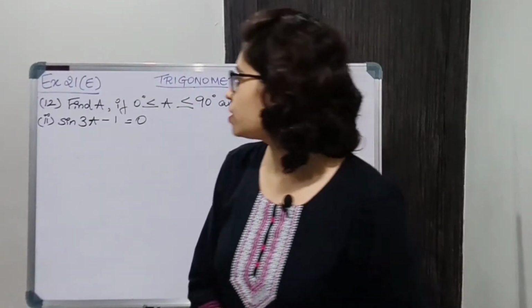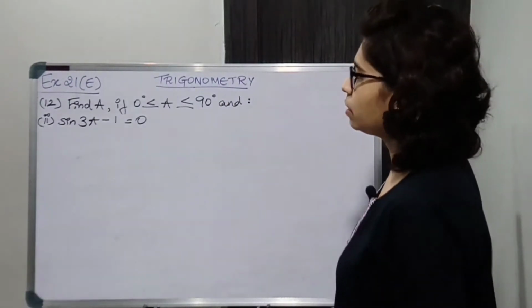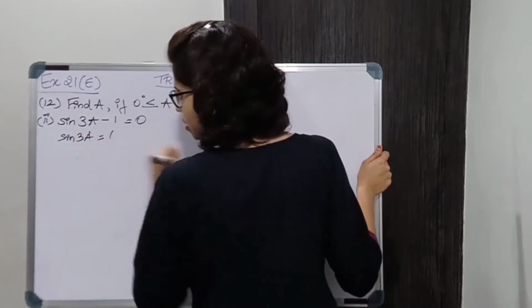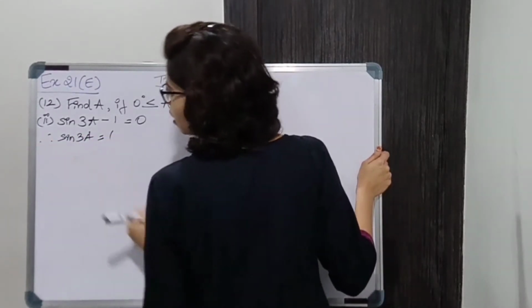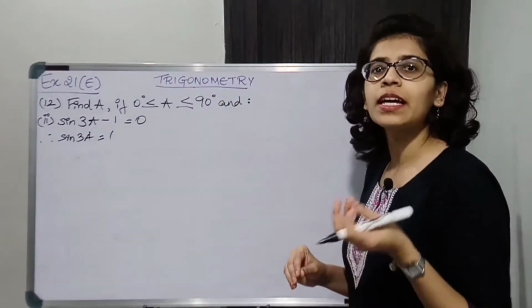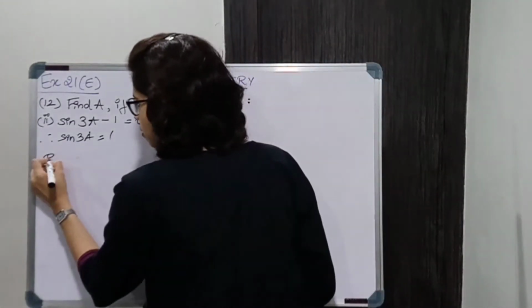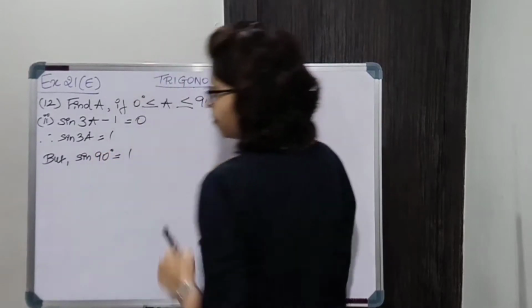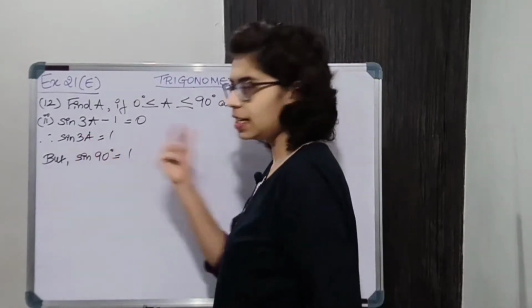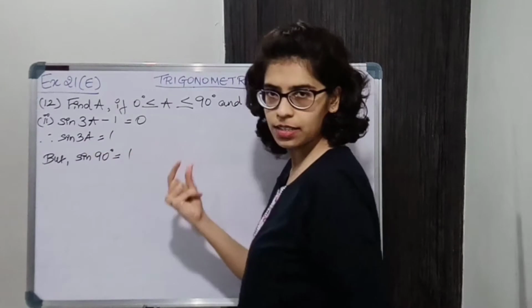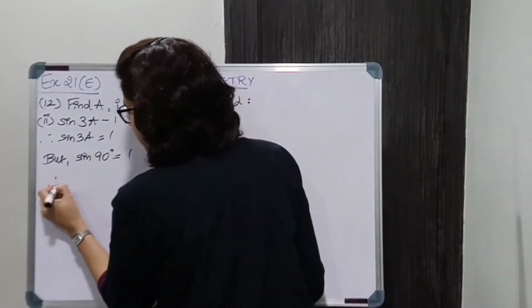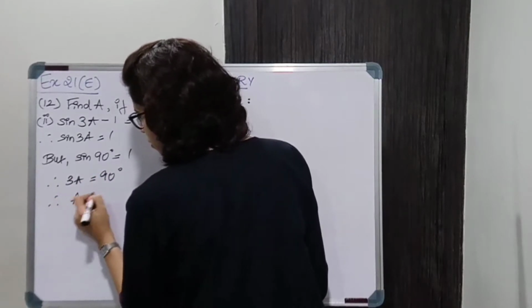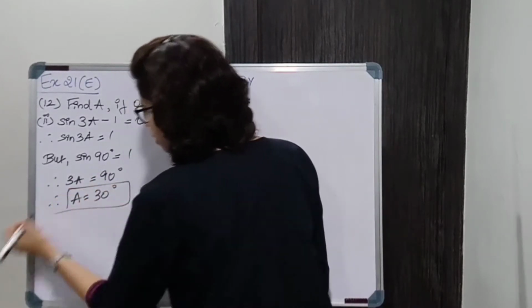Sub question 2, sin 3A minus 1 is equal to 0. So let us solve this. Sin 3A is equal to 1. Now sine of what angle is equal to 1? Sin 90 is equal to 1. Correct, so 3A is equal to 90, not A, but 3A is equal to 90. Therefore I can say 3A is equal to 90. Therefore A is equal to 30.